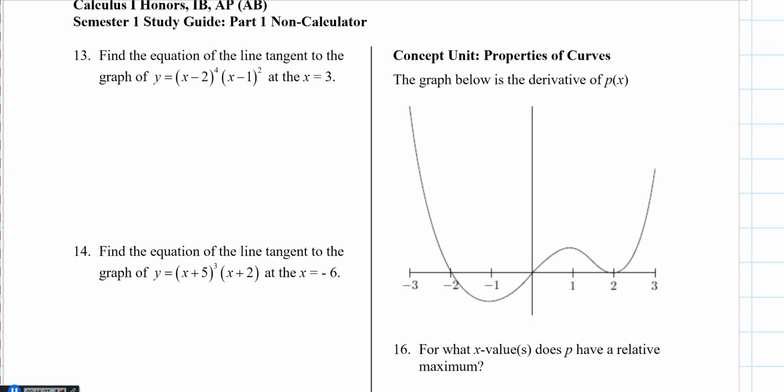13. Find the equation of the line tangent to the graph of y equals (x minus 2) to the 4th times (x minus 1) squared at x equals 3. So if I'm finding the equation of a tangent line, I need a slope and I need a point. Well, I have the x value of the point. I just need its y value, so I'm going to plug in 3 to my function.